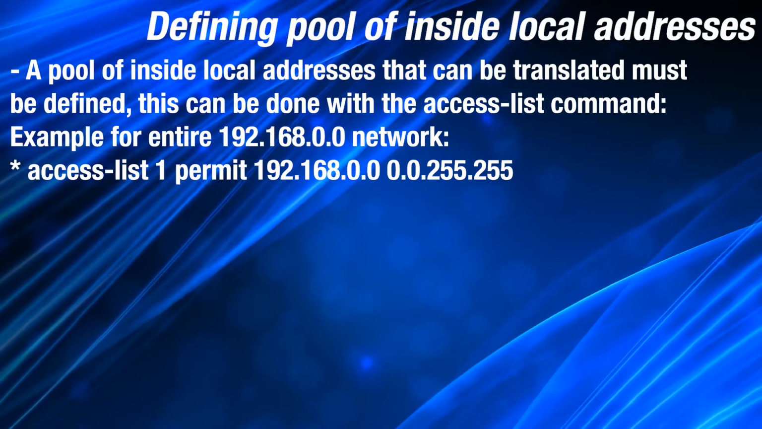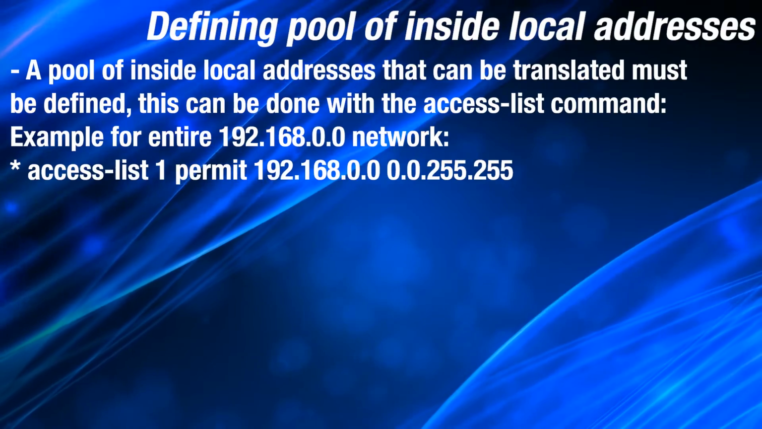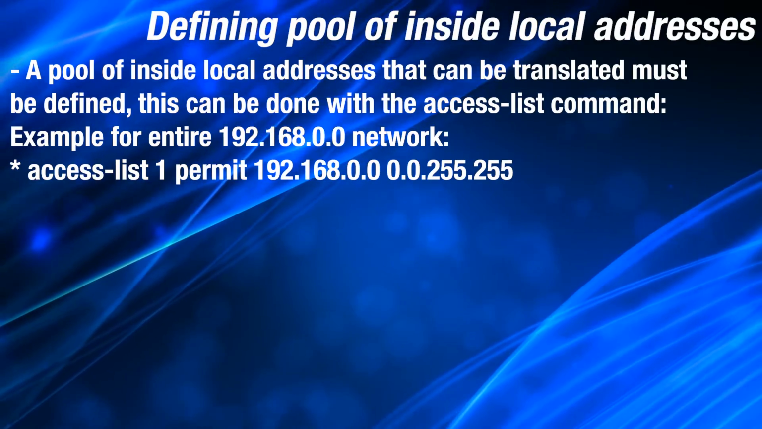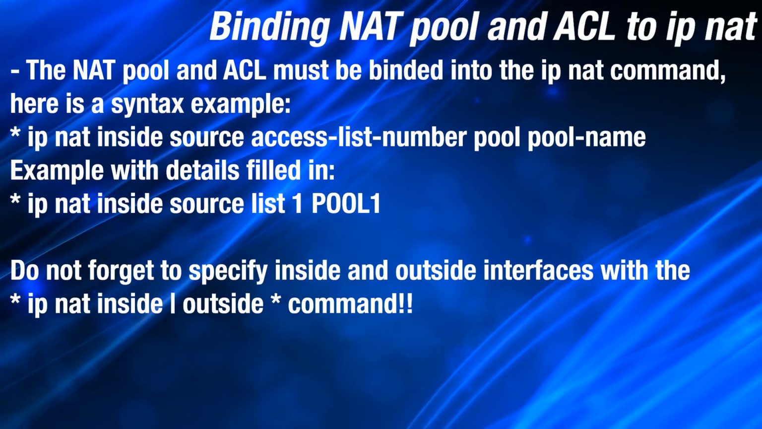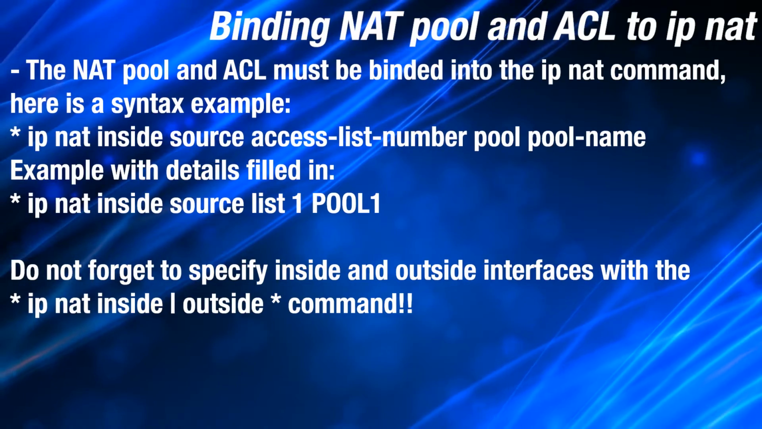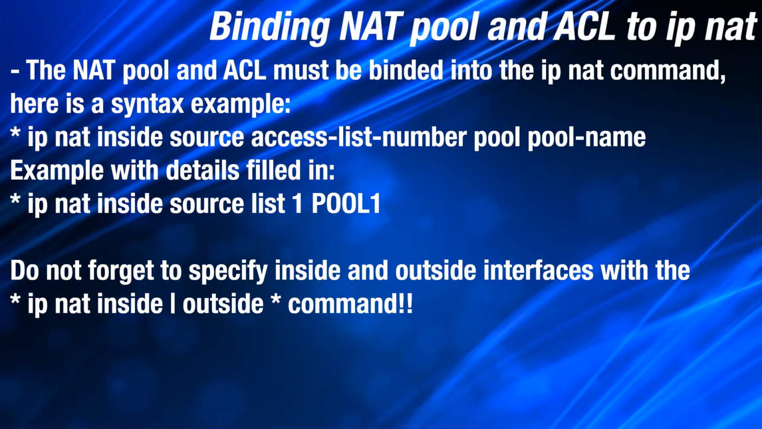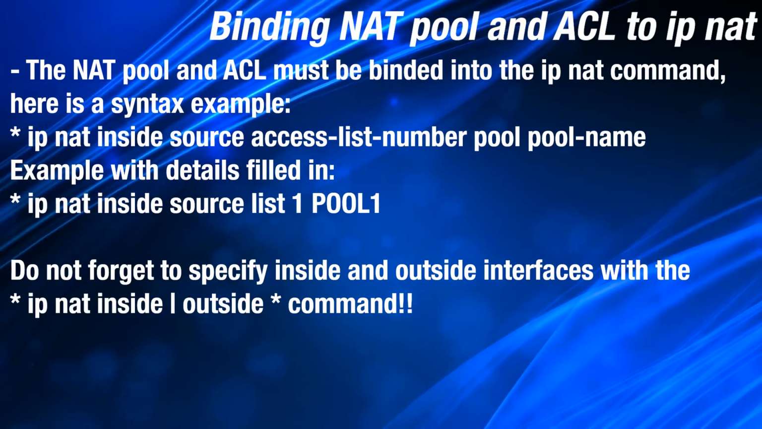You can change whatever you'd like in this, including the wildcard mask, to allow a certain group of hosts. Once you've configured the access list, you'll want to plug it into the IP NAT command. This is called binding. Binding is when we bind a NAT pool to an access list. After that, all we have to do is assign our interfaces either as inside or outside NAT interfaces. You can do that with this command.